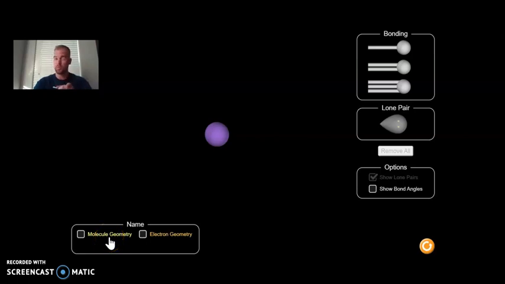And the really cool thing is when we start adding certain bonds, we can see not only the molecular geometry, which we haven't learned yet, we'll learn in another video, but also the electron domain geometry, or sometimes we just say the electron geometry. And you can also show bond angles too. So there's a lot of cool options. Okay, so let's go ahead and start looking at the visual.